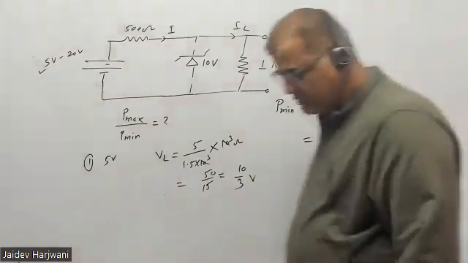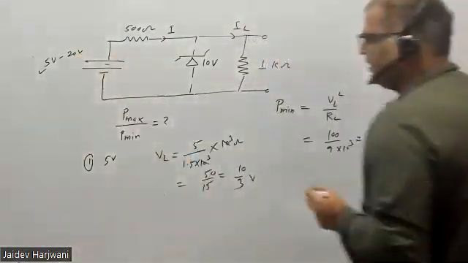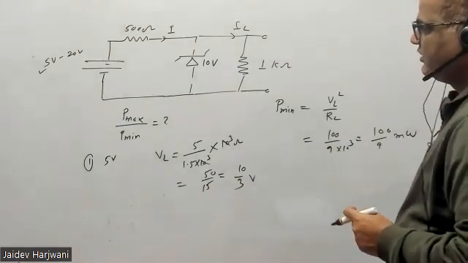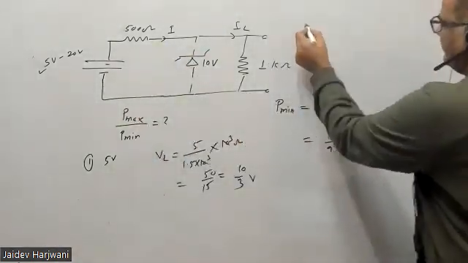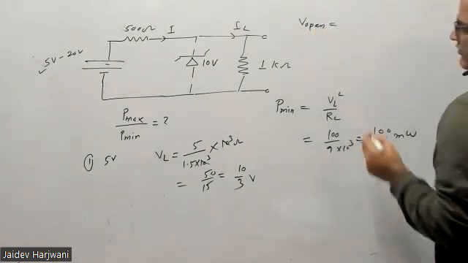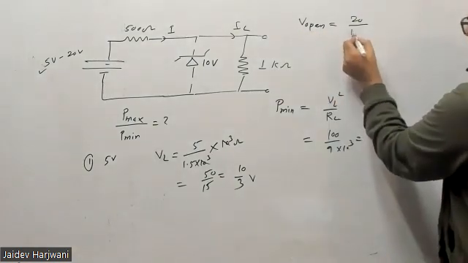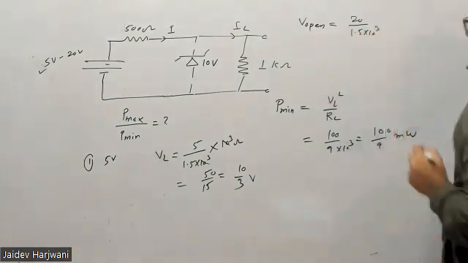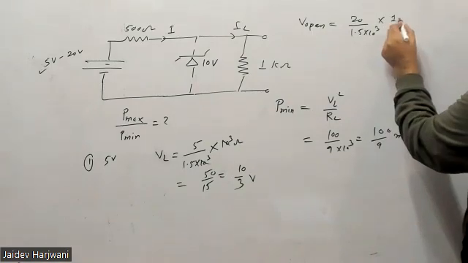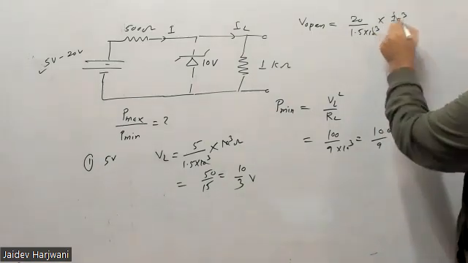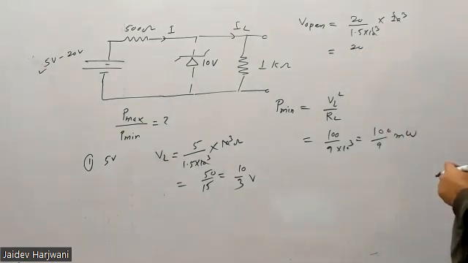Okay, now when you are using 20 volt, tell me what will be the open circuit voltage here if you're using 20 volt. So V open will be what? V open will be 20 upon 500 plus 1000, which is 1.5 kilo ohm, into 1 kilo ohm. 1 kilo means 1000. So how much will this be? Tell me, the open circuit voltage is what?